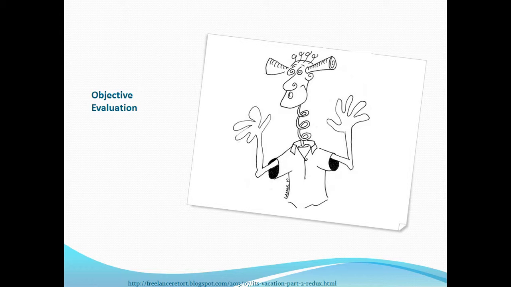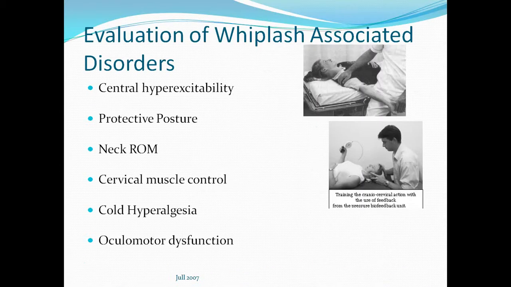Interestingly, objective data such as X-ray is not necessarily significant for this population. A loss of lordosis on X-ray provides no prognostic value at all. In the physical therapy examination, we are continuing to look for evidence of a complex presentation. Things that we would find that would support this would be central hyperexcitability, which is a marked hypersensitivity to the brachial plexus provocation test. Does the patient exhibit protective posture?